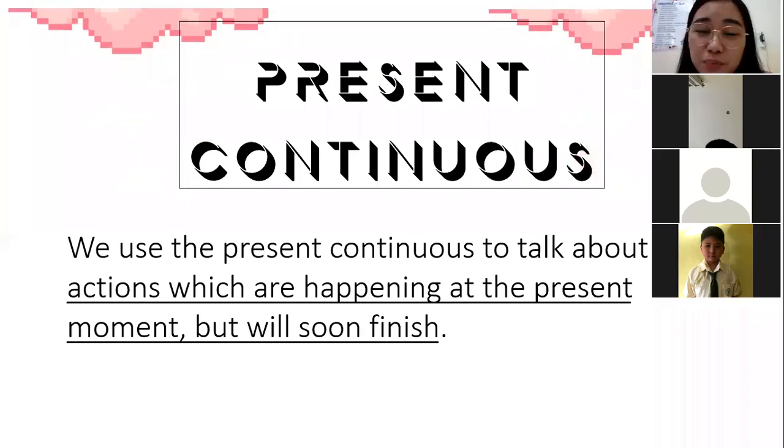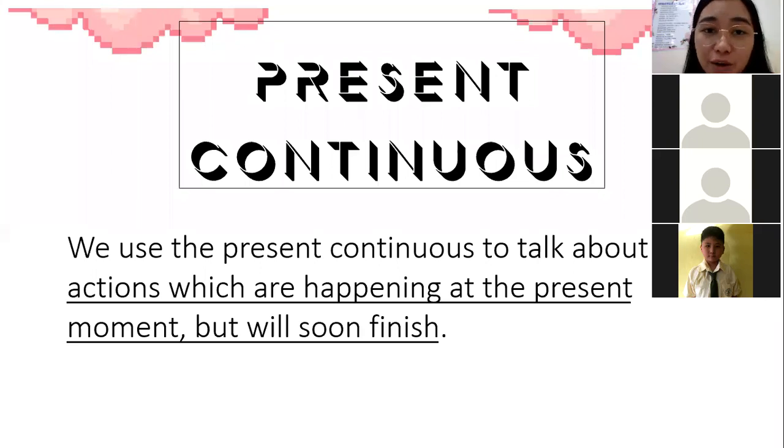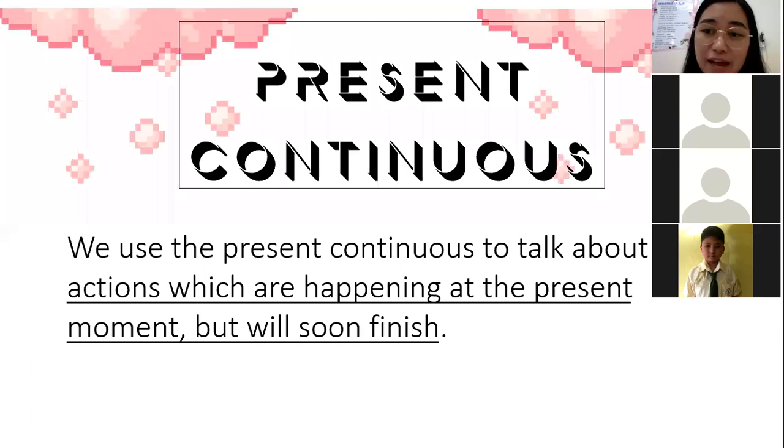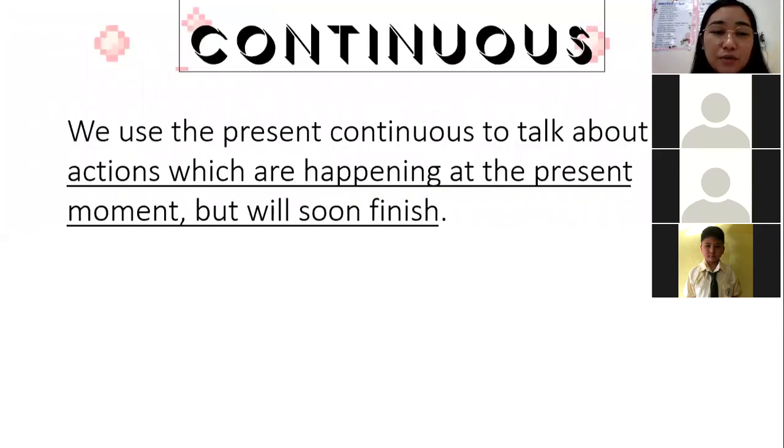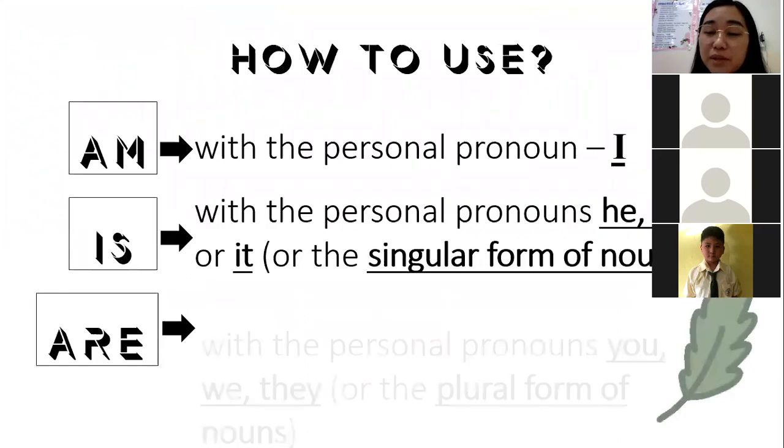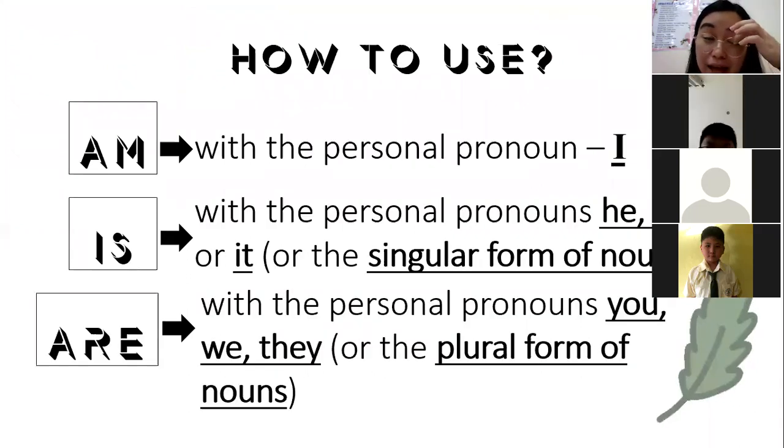Don't confuse this with present simple, because when we use present simple, we are referring to habits, routines, or permanent situations. Present continuous: temporary situations, and things that are happening now, at this moment, at the present time. Okay? Now, how do we use it again? First, let's go with the different be verbs. So, "am" always goes with I, "is" with he, she, or it, or singular forms of nouns, and "are" with you, we, and they, or plural forms of nouns. I know this one's very basic, you already know this.